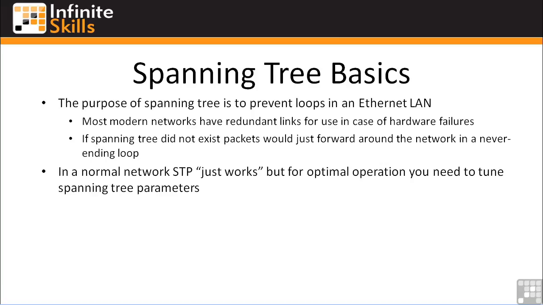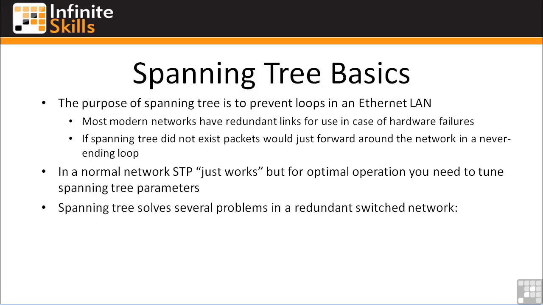Now, spanning tree, when it is properly operating, solves several problems in a redundant switch network. The first is broadcast storms. Again, if you've got several switches that are connected to one another, and you put a broadcast packet on one of those switches, it will just keep forwarding around and around and around the network because there's always another path out of the switch that it's currently in. And a lot of this will become clearer on the next slide when I have my little small network diagram.